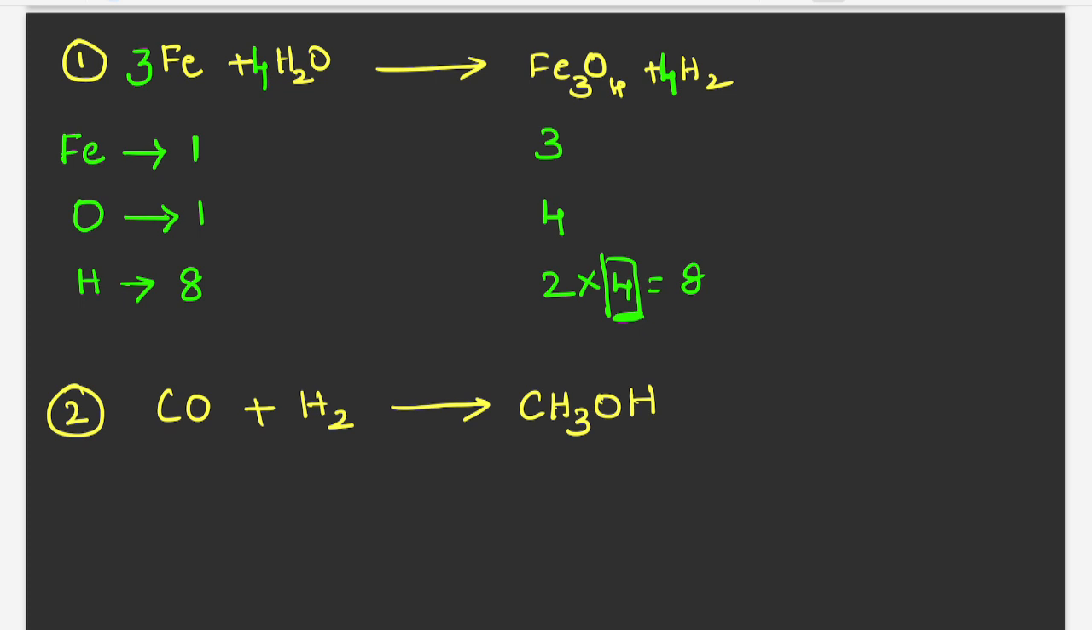Now let us check once again whether all the atoms are balanced or not. 3 iron balanced. Oxygen, 4 oxygen balanced. Then hydrogen, 4 2s are 8, 4 2s are 8, balanced. So this equation is also balanced.